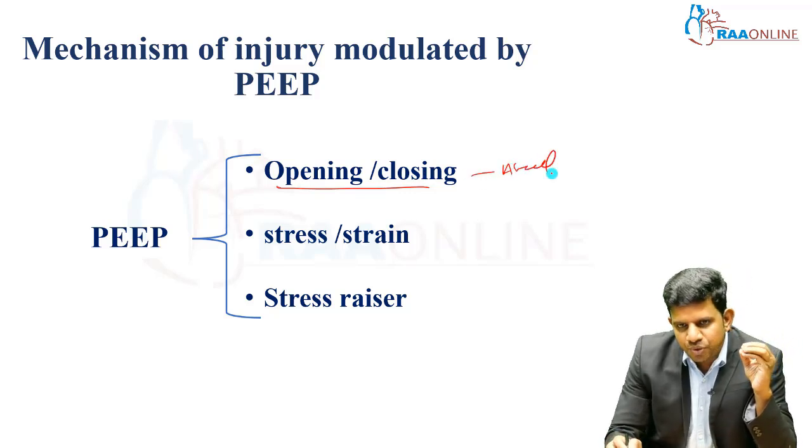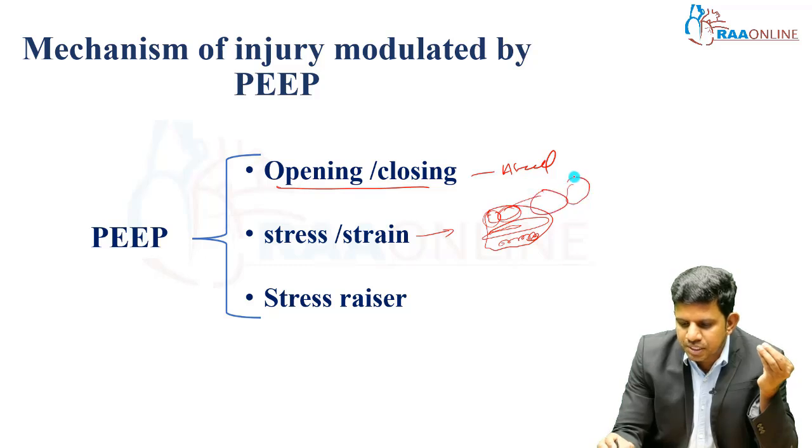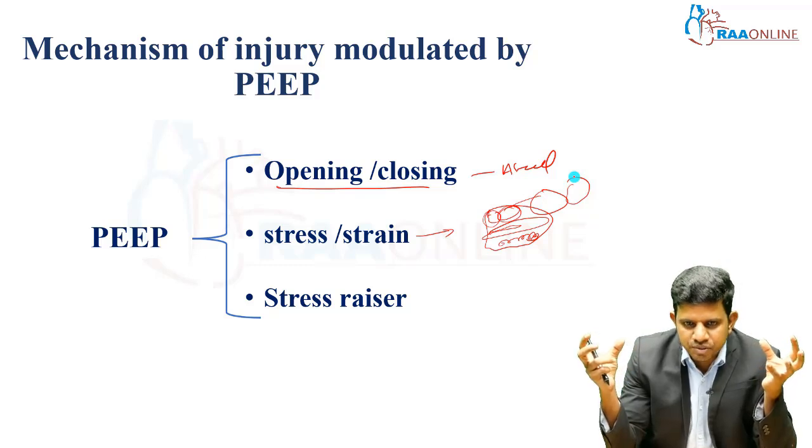If I give excessive PEEP to the patient, what will happen? This is my lung. This is normal alveoli. This is partially collapsed. This is completely collapsed. If I give PEEP, it's not opening my partially collapsed alveoli. What will happen? This goes for over distension. Over distension will cause increased stress and strain, and it will cause ventilator induced lung injury.